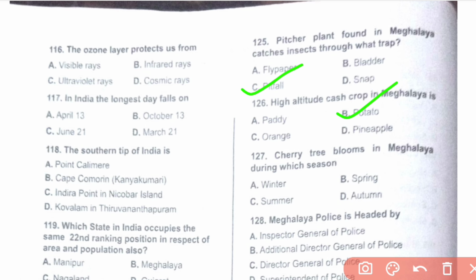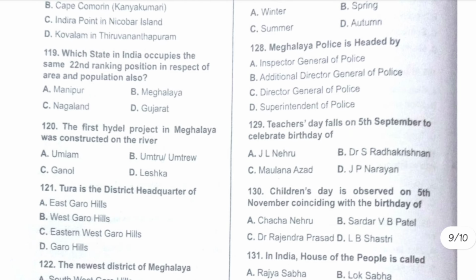Cherry blossom blooms in Meghalaya during which season? Autumn. Meghalaya police is headed by, question 128. I think it's the DG, Director General of Police. Teachers' Day falls on 5 September to celebrate the birthday of Dr. S. Radhakrishnan.